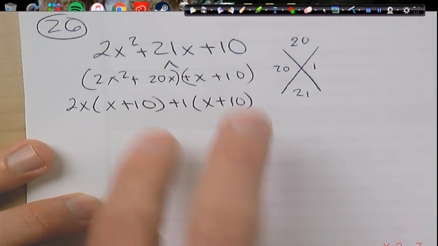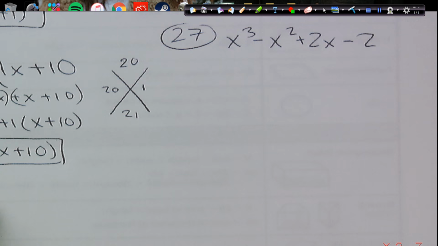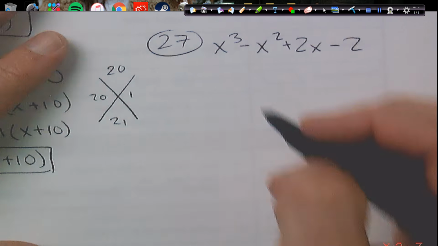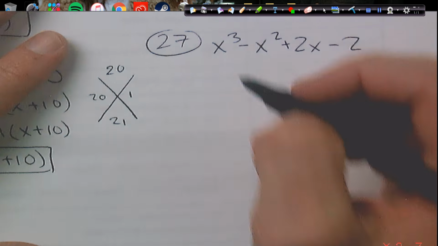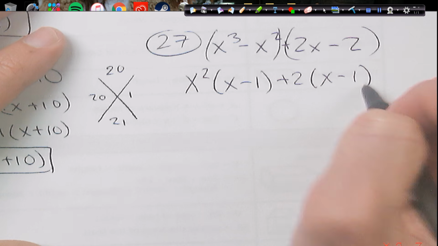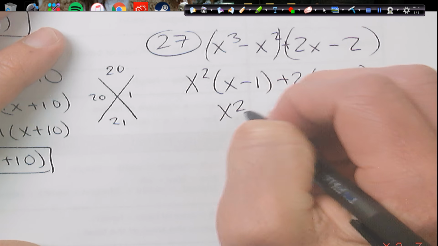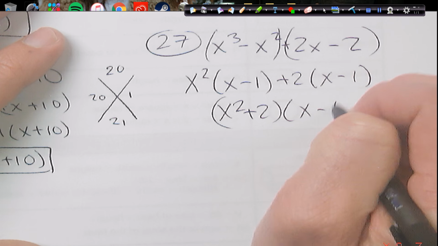27. 27, we have 4 terms, so we're going to most likely be using factor by grouping. There's no GCF, so we just jump right into factor by grouping. Right here I can pull out an x squared, and we get x minus 1. Over here we can pull out a positive 2, and we get x minus 1. They look the same, so we are good to go. X squared plus 2 and x minus 1.